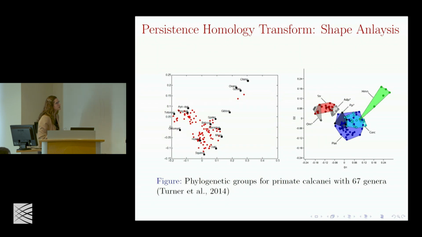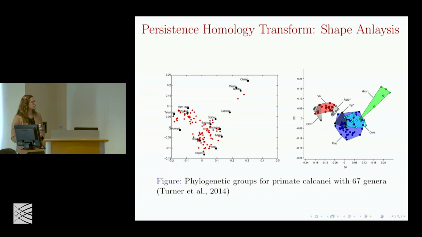And so in this paper, they actually used 67 different heel bones, and they were able to use clustering to recover the phylogenetic groups for these primates, just by scanning across heel bones and stuff like that, which is pretty cool.